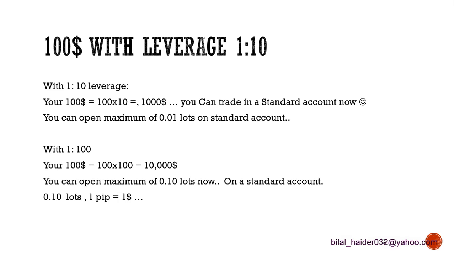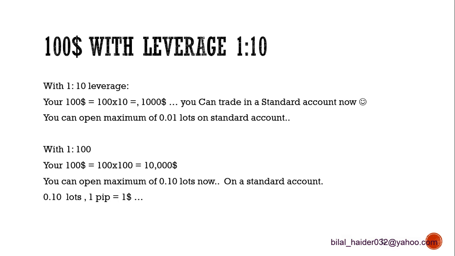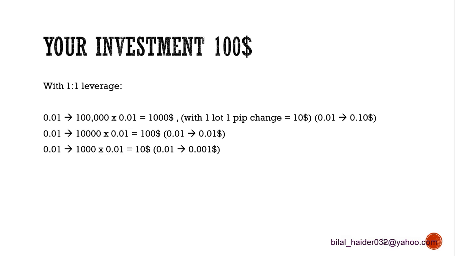So now you can trade in a standard account. That's the good news. You can open a maximum of 0.01 lots on a standard account. Because on a standard account you need to have at least $1,000 investment with 1:1 leverage in order to open 0.01 lots. And now with 1:10 leverage you have that. So now you can open a trade with 0.01 lots on a standard account, and your 0.01 lots, 1 pip change will bring you 10 cents. That we saw in the previous slide, which is in front of you now.